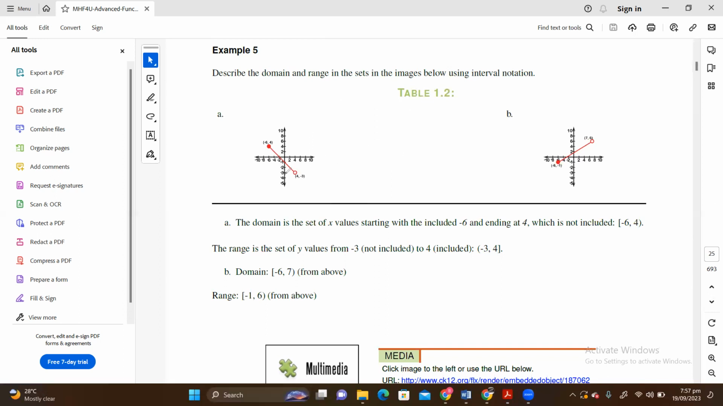Coming to the y, the range will be 4 included and -3 not included. Very good. Coming to this graph, the domain is -6 included and 7 not included. And the range is -1 included and 6 not included. Good.